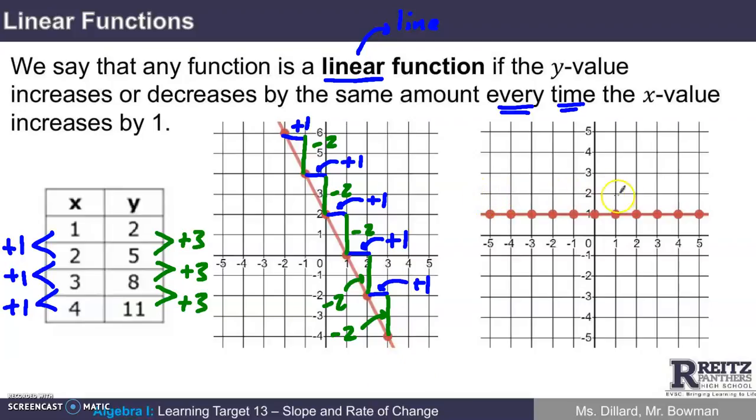This third example is kind of weird because the y isn't changing as I increase x by 1. Plus 1, plus 1, plus 1. But that change not changing is still the same. Every interval, the y is changing by 0. So even though the line here goes straight across horizontally, it's a linear function too. That's the definition of a linear function: if every time x increases by 1, y increases or decreases by the same amount, the function's linear.